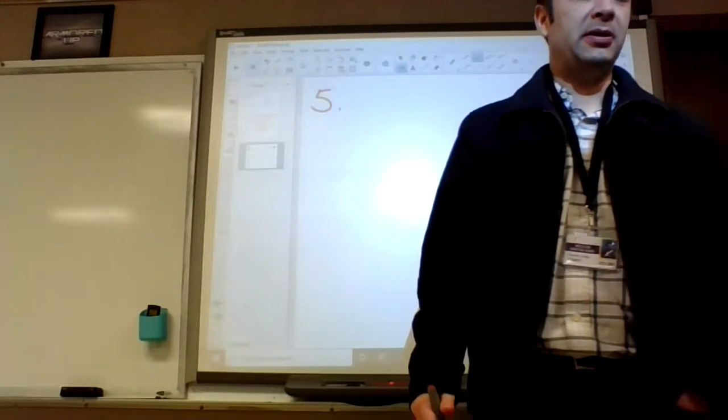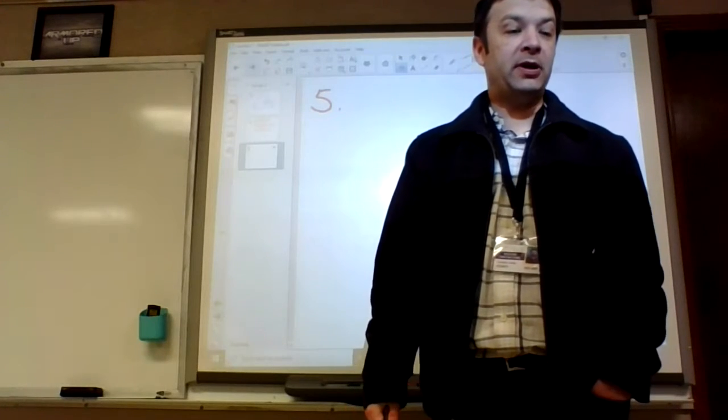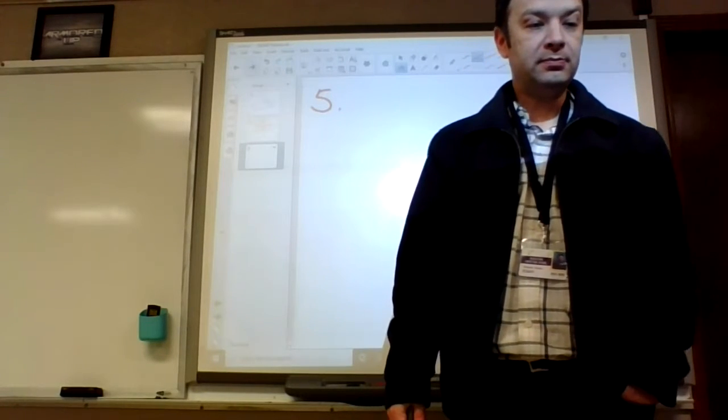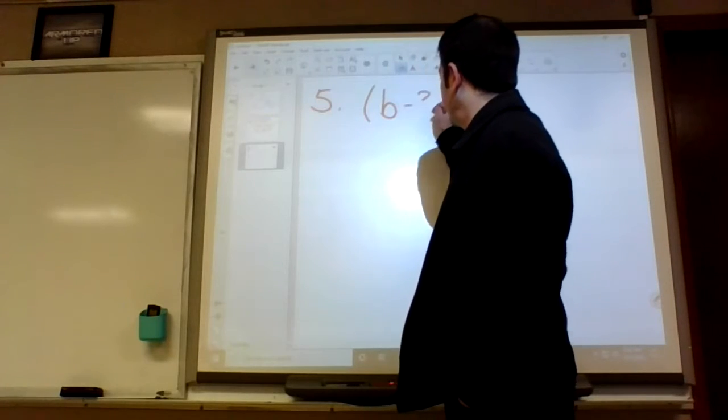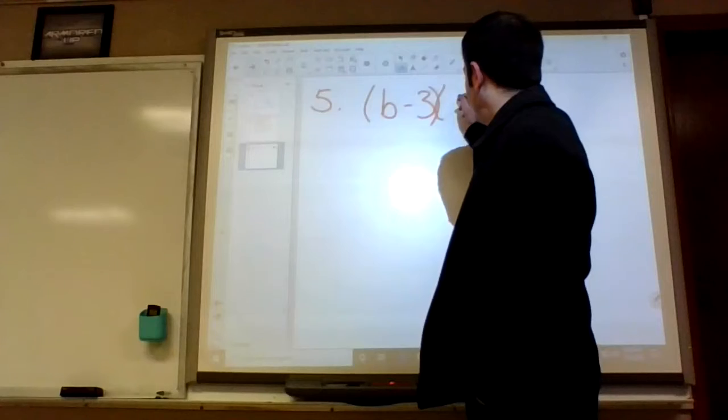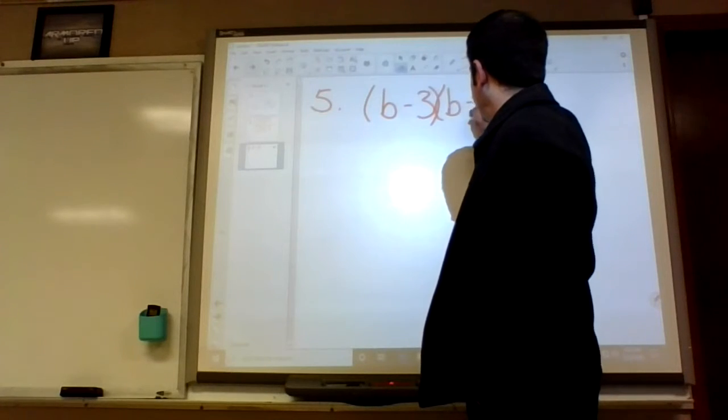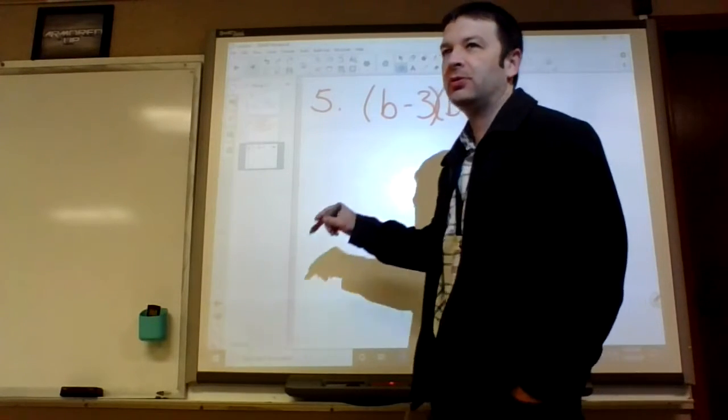Okay. Brady, you remember how we did 5? B plus 3, b minus 3. Right. Square minus the square, you take roots. B and 3, so it's b minus 3, b plus 3. The order doesn't really matter.